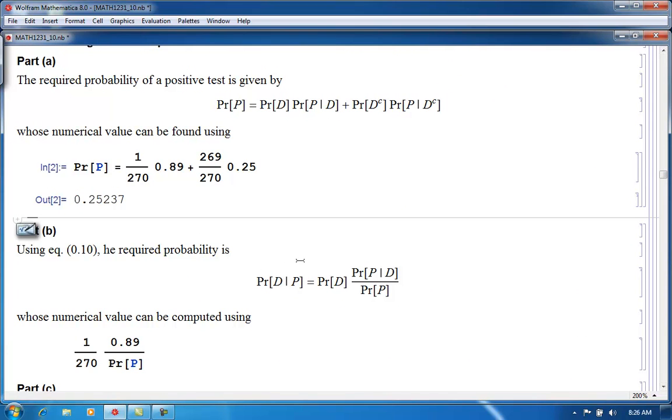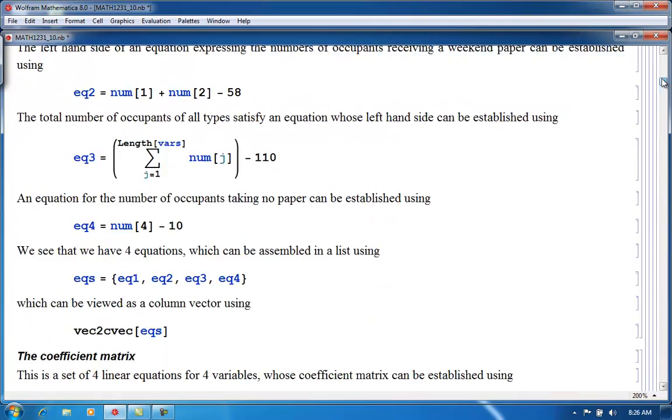The probability that somebody who tests positive has Down syndrome is this conditional probability here, and that value is given by the probability of D, that they have the syndrome, times the conditional probability that if they have Down syndrome they test positive, divided by the probability that they test positive. And I'll show you where that result comes from, up here.